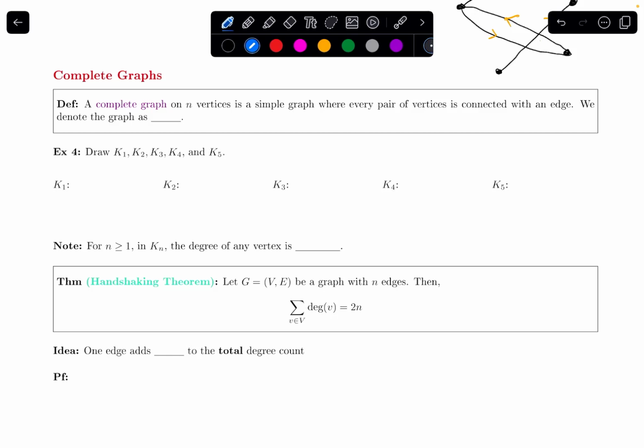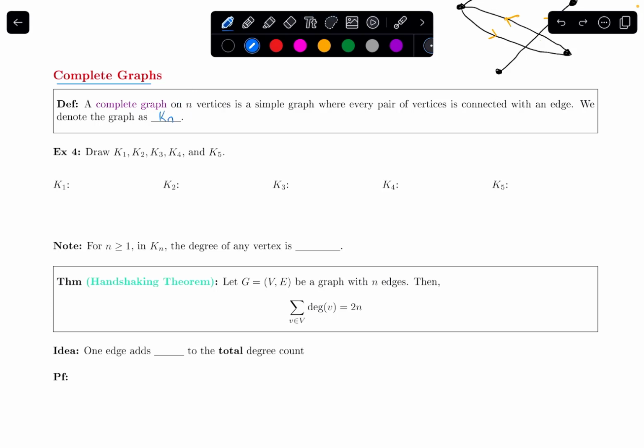In this video, we will talk about what complete graphs are. All right, so I want to start with the definition, which says that a complete graph on n vertices is a simple graph. Remember that simple meant there's no multiple edges and no loops. Simple graph where every pair of vertices is connected with an edge. And I denote a complete graph as capital K subscript n. So n represents the number of vertices.